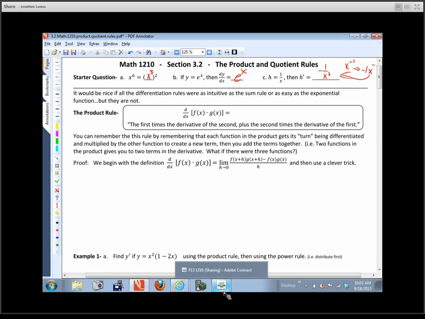Here's the product rule. So if we're finding the derivative of f times g, in words we say it this way. It's the first times the derivative of the second plus the second times the derivative of the first. So we're going to do the first, which is f of x, times the derivative of the second, which we're going to write as g prime of x, plus the second, that's going to be g of x times the derivative of the first.